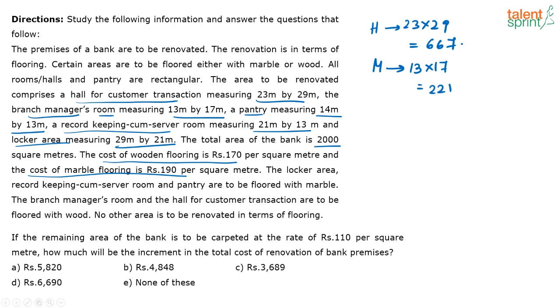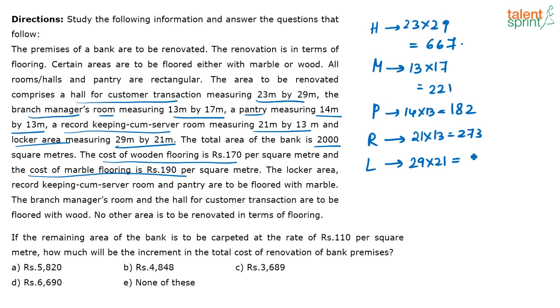Next, what do you have? You have a pantry. Pantry measures 14 into 13. Again, 14 into 13 is 182. Then you have a record cum server keeping room. So record room measurement is 21 into 13. So 21 into 13 is 273. Then you have a locker room. What is locker room? 29 into 21. Correct? 29 into 21 is 609.